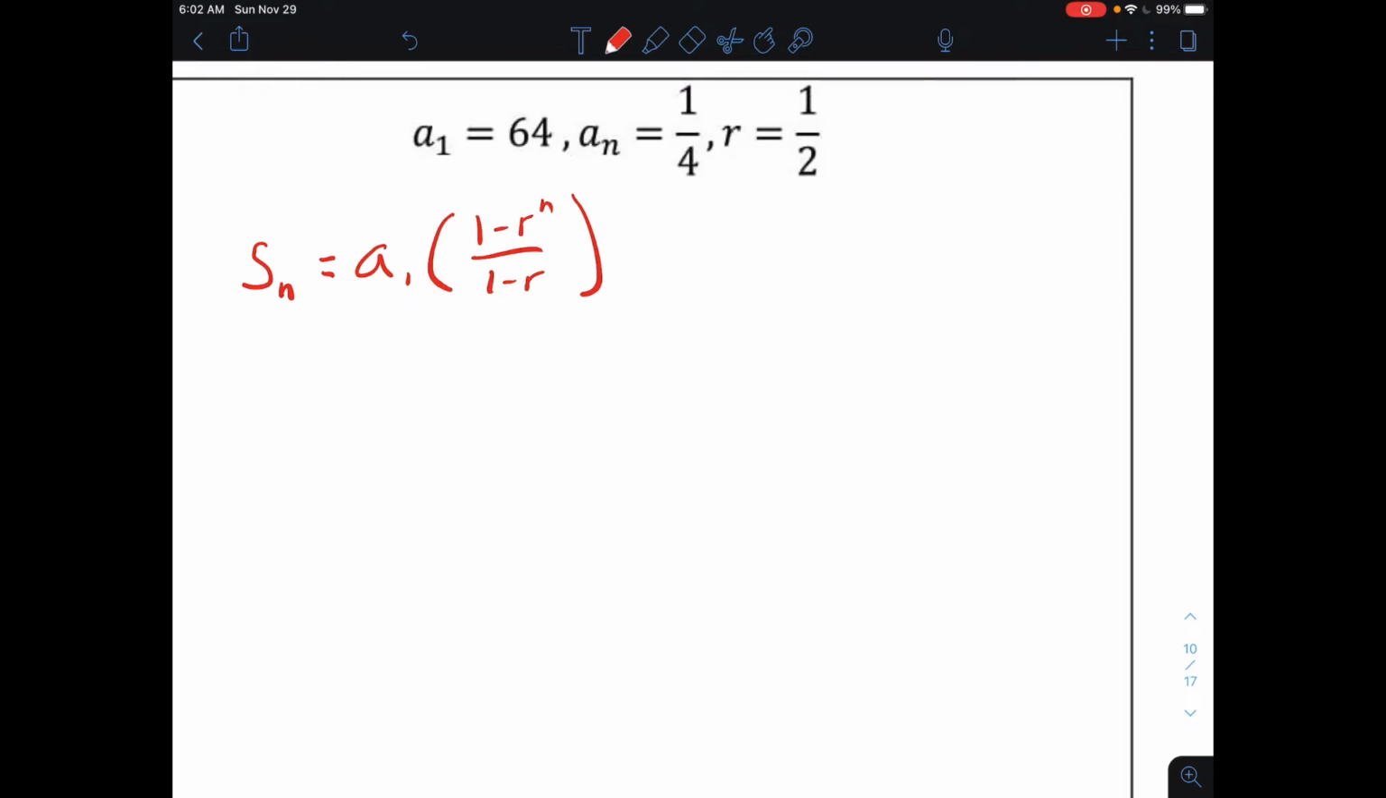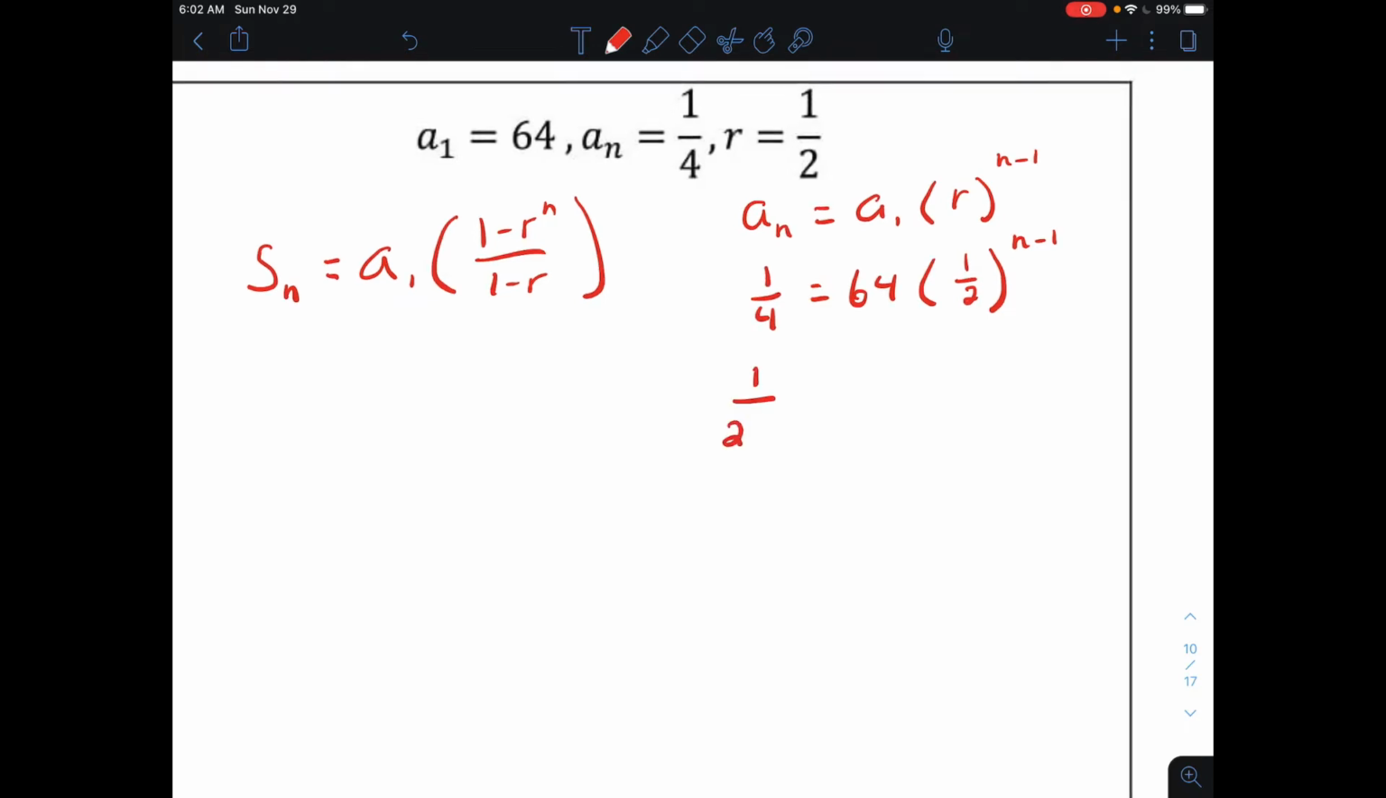To figure out what n is, we're going to have to use our explicit formula and say that an for a geometric series is equal to a1 times r to the n minus 1 power. Well, an is 1/4. We know that a1 is 64. We know r is 1/2. And we don't know what n is. So we'd work our way and try to solve from here. I divide by 64. We're going to get 1 over 256 is equal to 1/2 raised to the n minus 1 power.